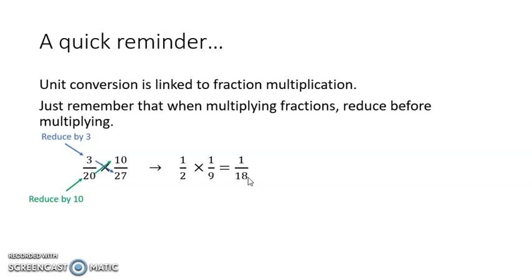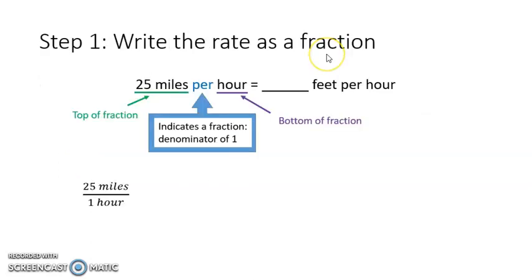Now I know this doesn't seem like it is related to unit conversion, but here is how it is related. When we convert units, we have to multiply fractions. So let's look at step 1 of unit conversion. Step 1 is to write the rate as a fraction. So what they've done in this case is they've given me 25 miles per hour, and they want me to change it to feet per hour.